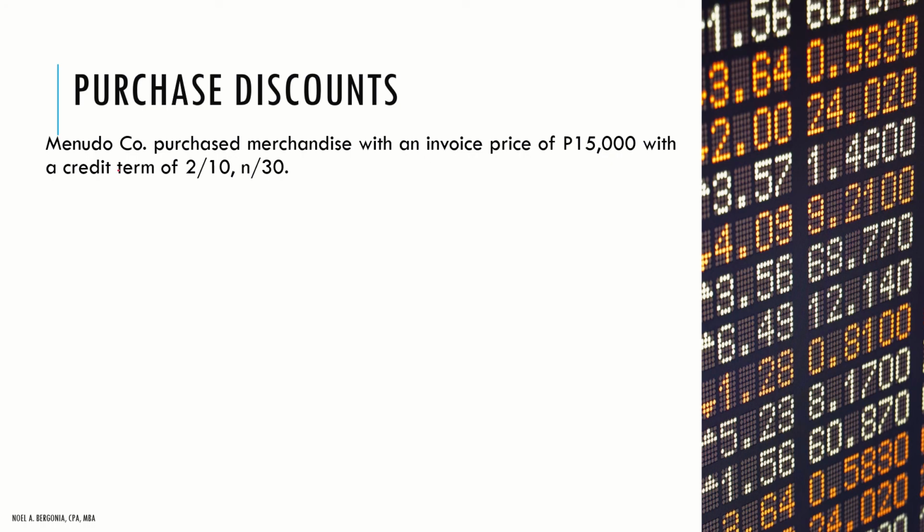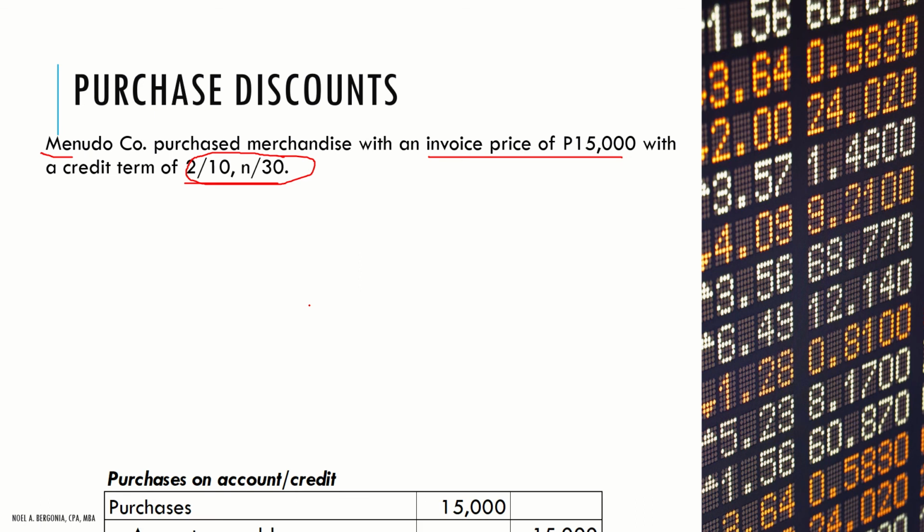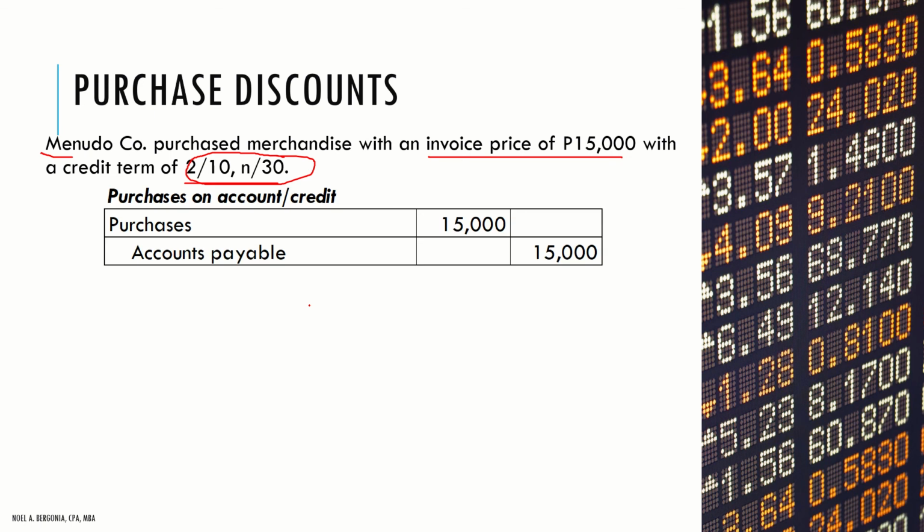Now, for example, Menudo Company purchased merchandise with an invoice price of 15,000 and the credit terms of 2/10, n/30. As mentioned a while ago, when you see credit terms, we automatically think of it, for the seller, as sales on account. From the buyer's perspective, we have bought it on account. So at the time we bought it, of course, it is purchased on account or credit. It cannot be for cash because it has a credit term. So we record first to purchases 15,000 and we credit accounts payable 15,000.